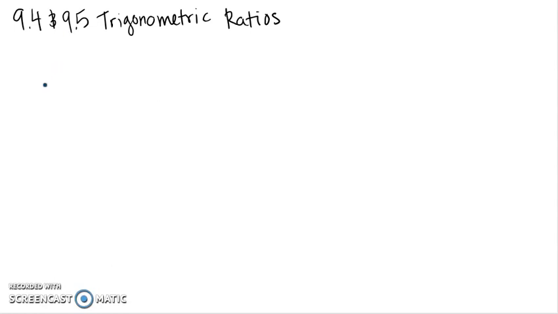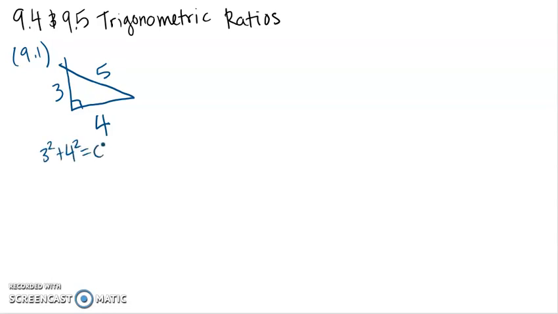Before I get really into what trigonometric ratios are, let's look back at what we've done so far. In 9.1, when we were solving for triangles, if we knew two of the sides, could we find the third side? Well, this is a Pythagorean triple, 3, 4, 5, so I know the third side would have to be 5. Given two sides, we're able to find another side using the Pythagorean theorem. Even if we didn't know this was a triple, you could do 3 squared plus 4 squared equals c squared, and you would still get 5.